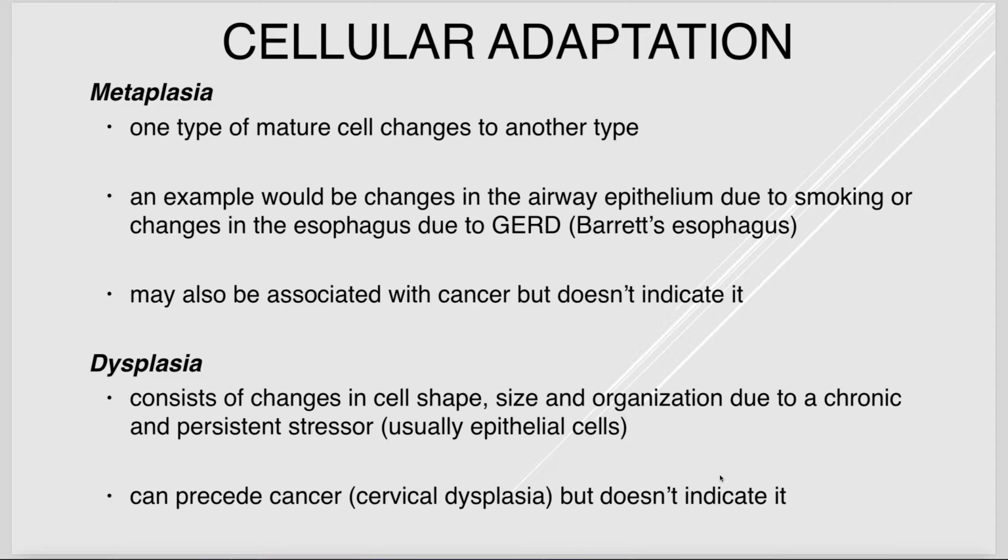Metaplasia can be associated with cancer, but it doesn't indicate cancer. Okay, so if you see metaplasia on a microscope slide, it doesn't mean cancer is present or that it will develop, but it's not something you really want to happen. And then dysplasia, you see this with especially long-term or severe stressors on cells. And here you have just changes in the size of cells, their growth pattern, the shape of the cells, and again, it can precede cancer, like in cervical dysplasia, but it doesn't indicate cancer.